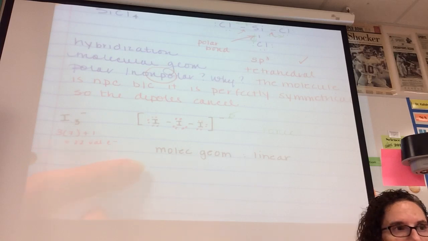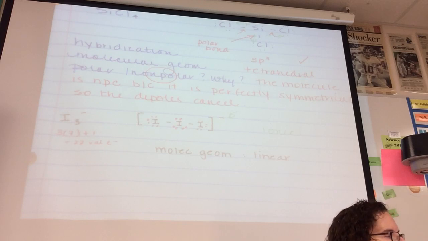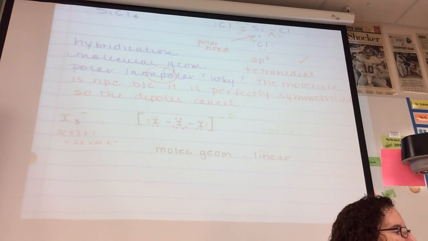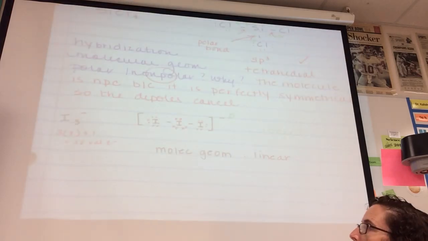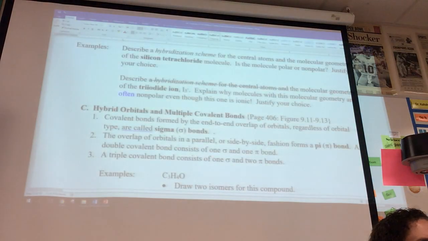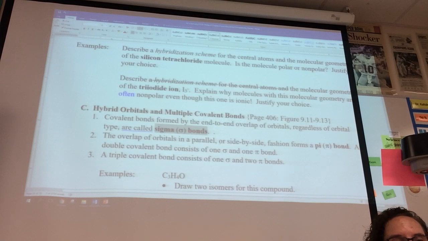Questions here? The last piece of the puzzle is on hybrid orbitals and multiple covalent bonds. And I'll show you this in the images that I think will help. It says covalent bonds formed by the end-to-end overlap of orbitals, regardless of orbital type, are called sigma bonds. All single bonds are sigma bonds, single sigma.